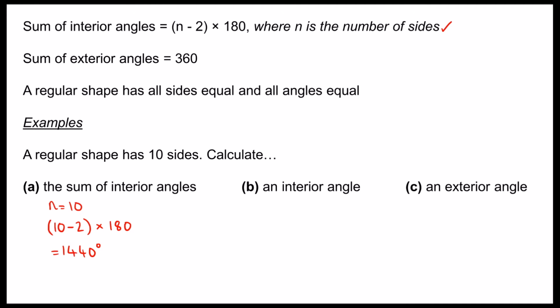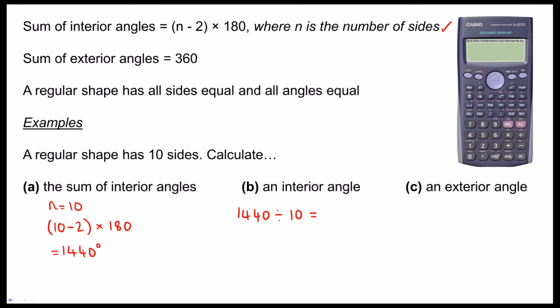I can now use the fact that my shape is regular to work out part B and part C. For part B, it asks me to work out one of the interior angles if my shape is regular. Because I know that the sum of all of the interior angles is 1440, I can divide that by the number of sides, which is 10, to work out what one of these angles would be. Again, if this is more complicated, I can use my calculator to help me work this out. So 1440 divided by 10 gives me an answer of 144 degrees.